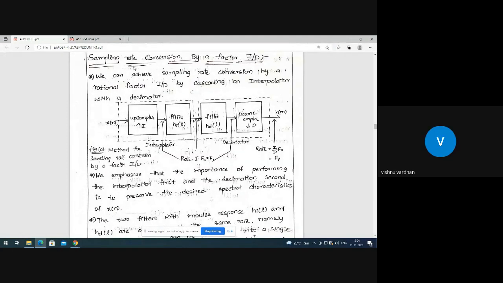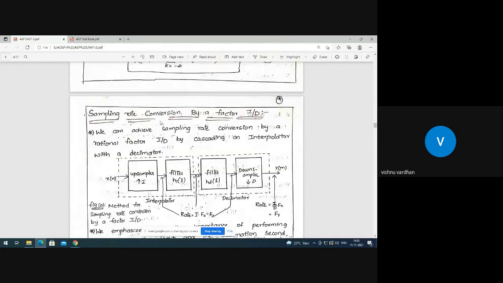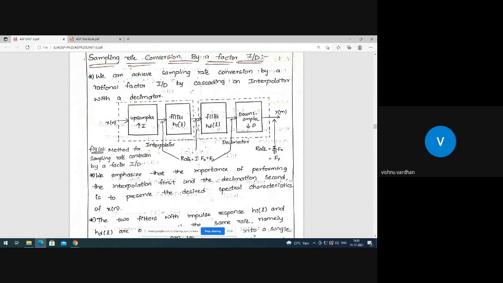So far we discussed decimator, interpolator, and next we'll discuss sampling rate conversion by factor I by D. So when we want to achieve sampling rate conversion by a rational factor I by D, we have to cascade both decimator and interpolator.